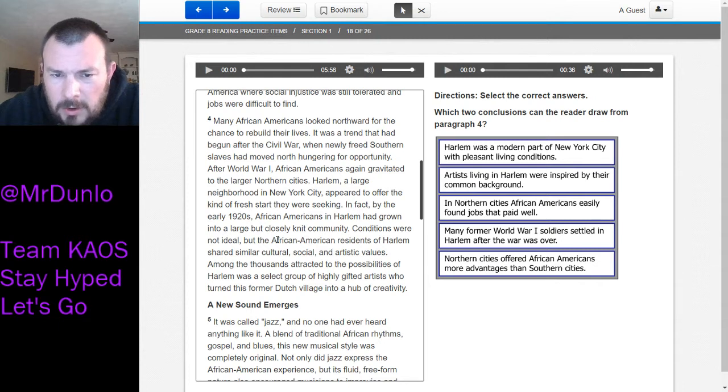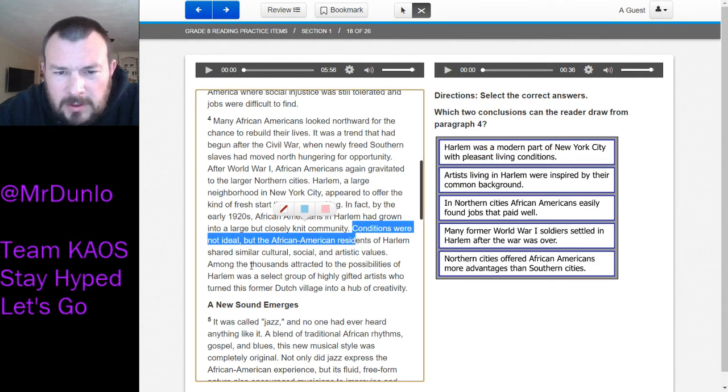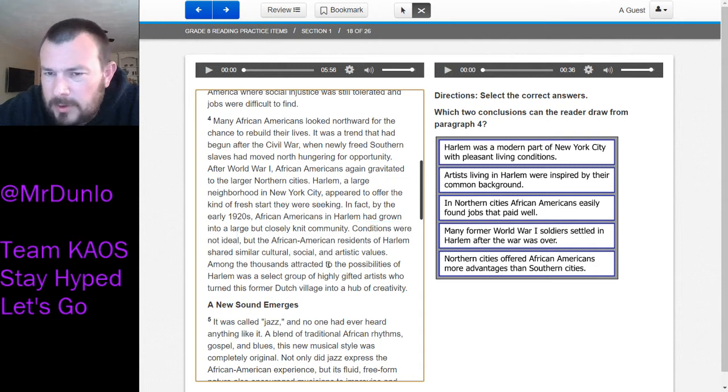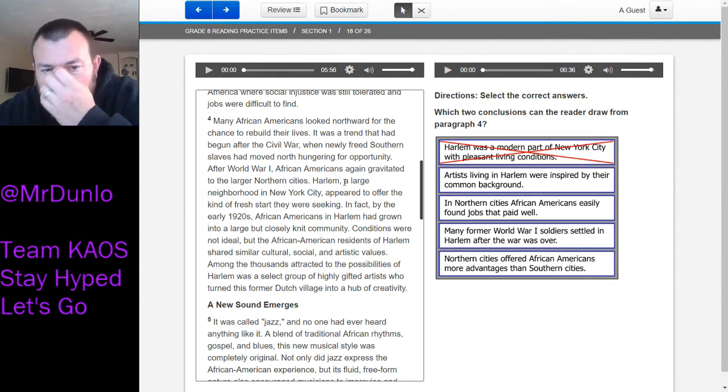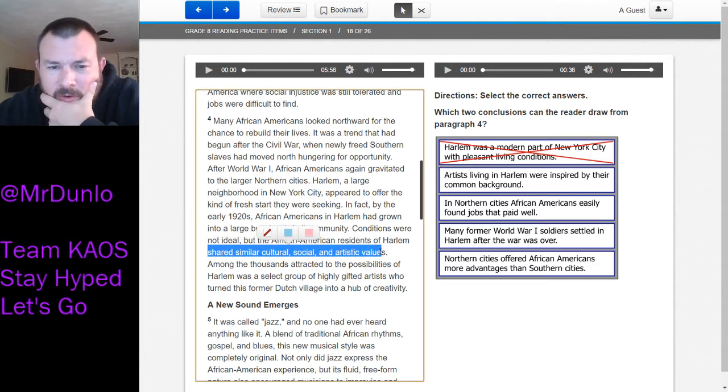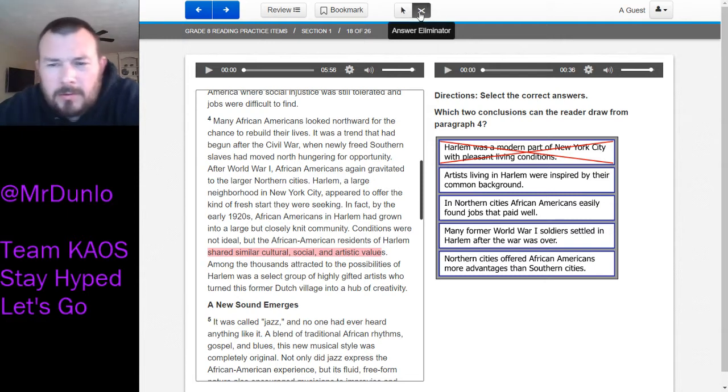Okay. It says condition. I'm just evaluating the choices one at a time. It says conditions were not ideal. So that does not mean it has pleasant living conditions. Oh, crud. There we go. All right. Artists living in Harlem were inspired by their common background. It says they shared similar cultural, social, and artistic values. Sounds right. Alright, cool. Let's go to the next one.